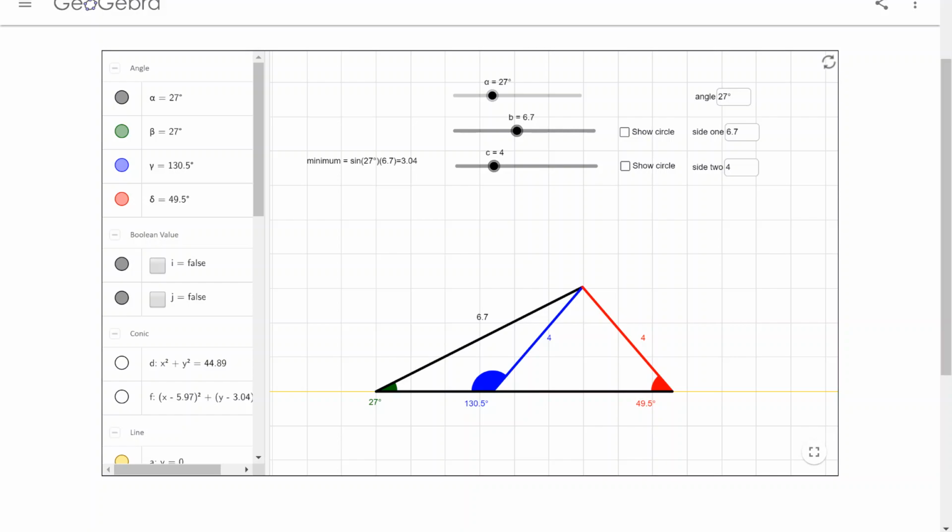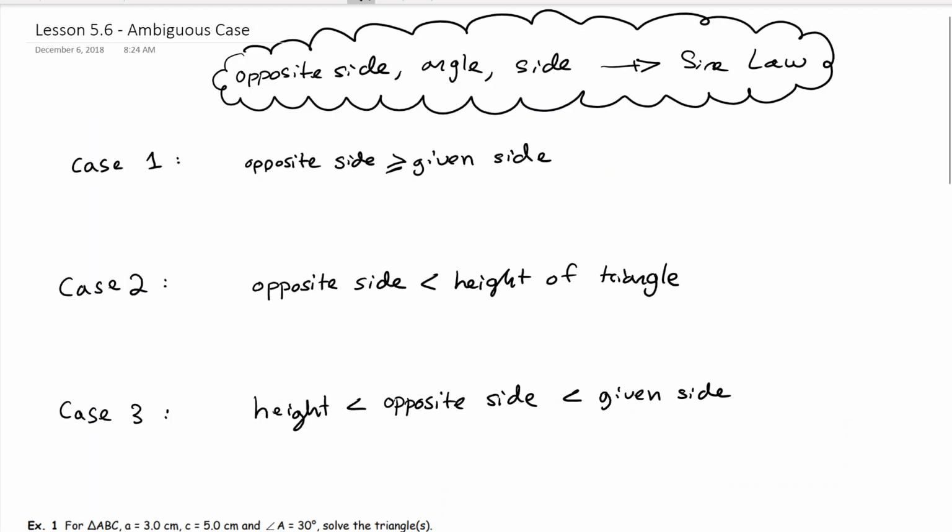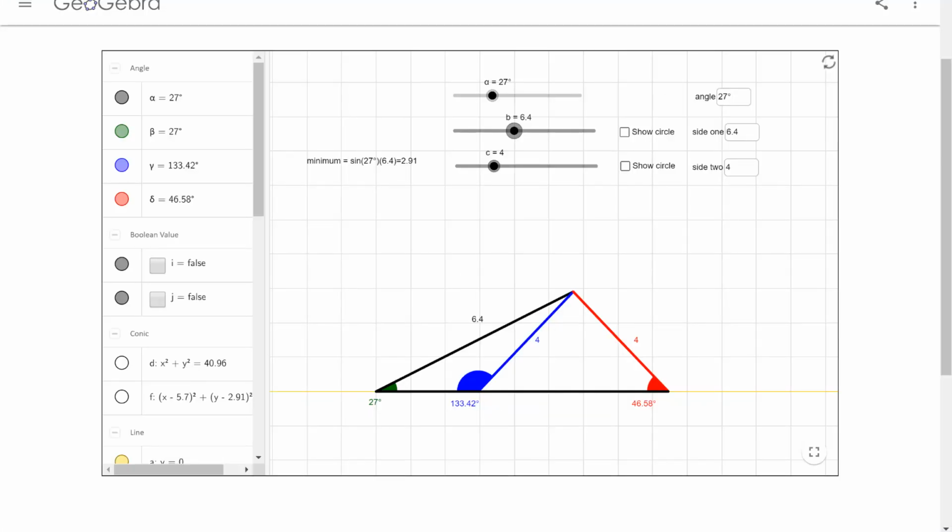So if I wanted to solve this triangle, well, I'd get answers for solving the whole triangle, and I'd also get different answers for solving just this first triangle as well. So let's have a look at what happens when I start playing around with the given side. Our first case is, let's suppose the opposite side is bigger than the given side. So I have my opposite side is 4 and my given side is 6. So let's make the opposite side bigger.